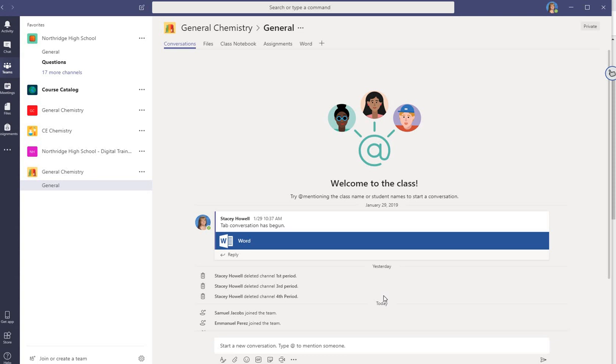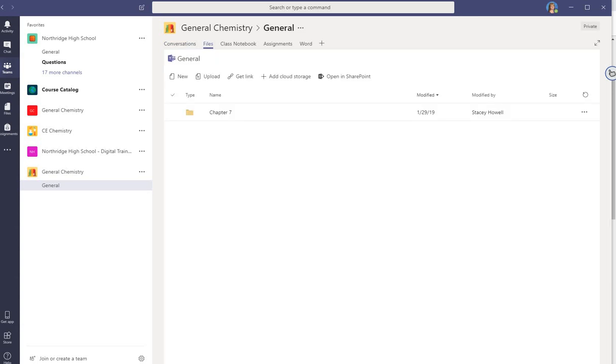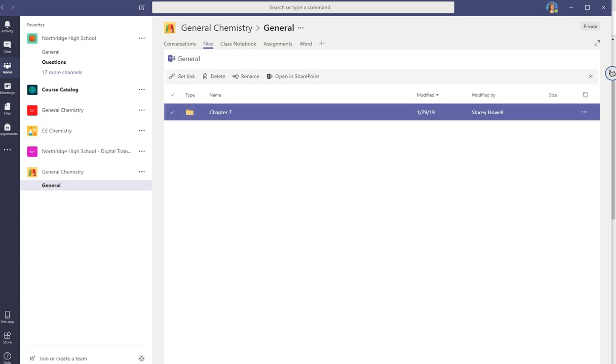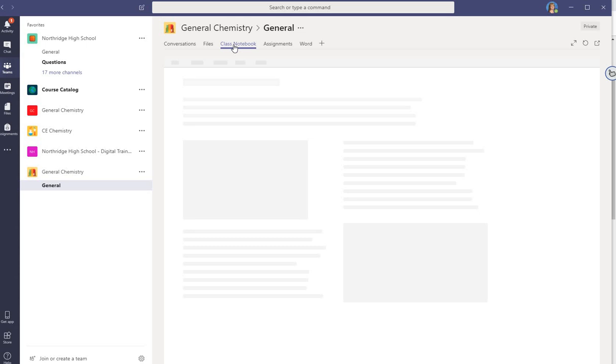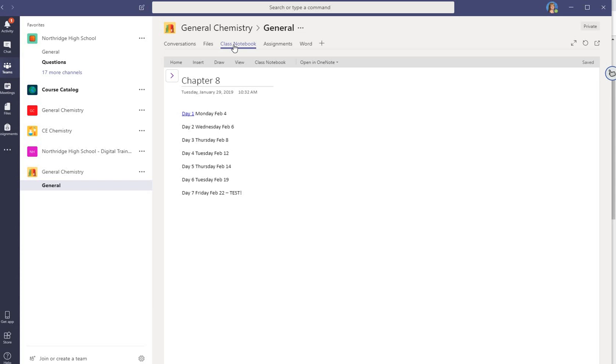So you can send me messages here and do conversations back and forth here. What I wanted to point out is up at the top, there are some little tabs here. Underneath files, like there's chapter 7, and if there was stuff under there I wanted you to do, it would be right there. Okay, class notebook, comes up there, I don't have anything in there. Oh, I do. This is where I put your videos. So Day one from last time is right here, so you can watch it at school.